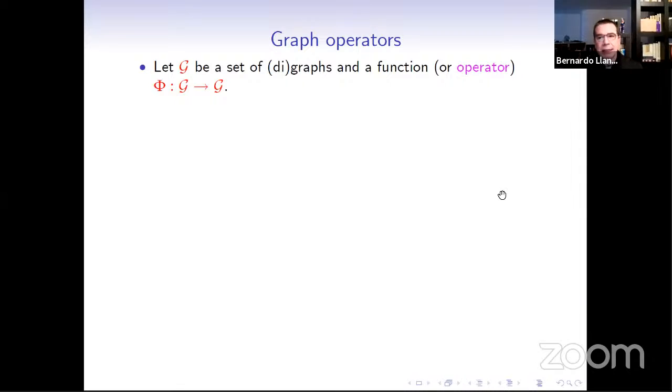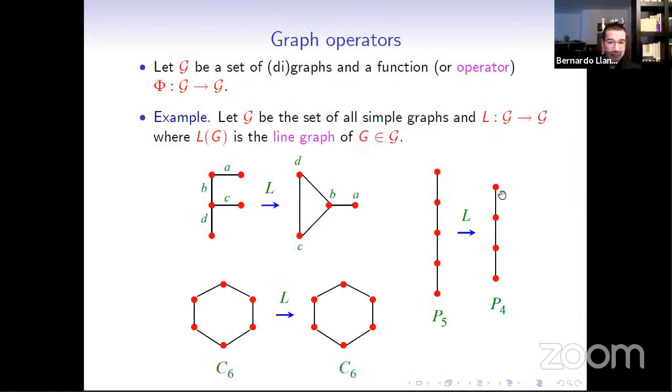I will define graph operators. Let G be a set of graphs or digraphs, of any kind, and a function, or as it is called in this area, operator, which is just a function phi from G to G. And for example, I will give a lot of examples. We have many kinds of operators. The first one is a very well-known thing. This is called the line graph of a graph.